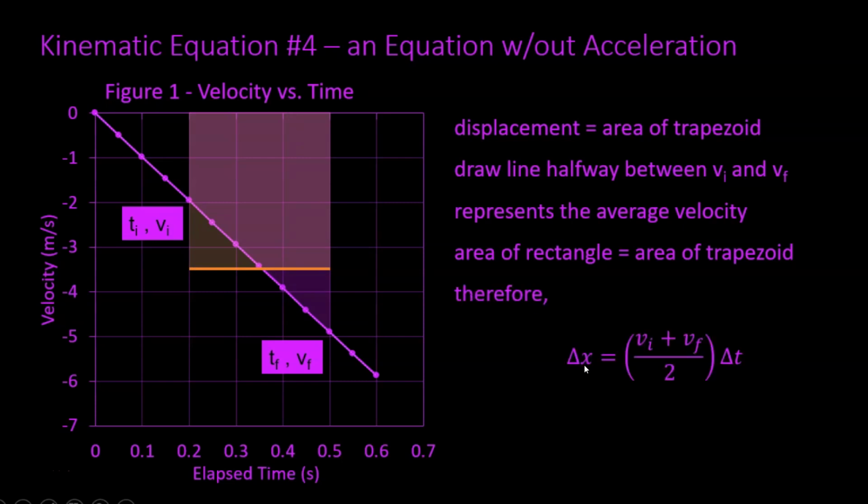That leads us to this equation. This expression in the parentheses, v sub i plus v sub f divided by 2, that is just the calculation to get the average velocity. And we multiply it by delta t. So this gives us our fourth and final kinematic equation. The displacement is equal to the average velocity, which we calculate by adding the initial and final velocity together and dividing it by 2. And once we have that quantity, we multiply it by the elapsed time.